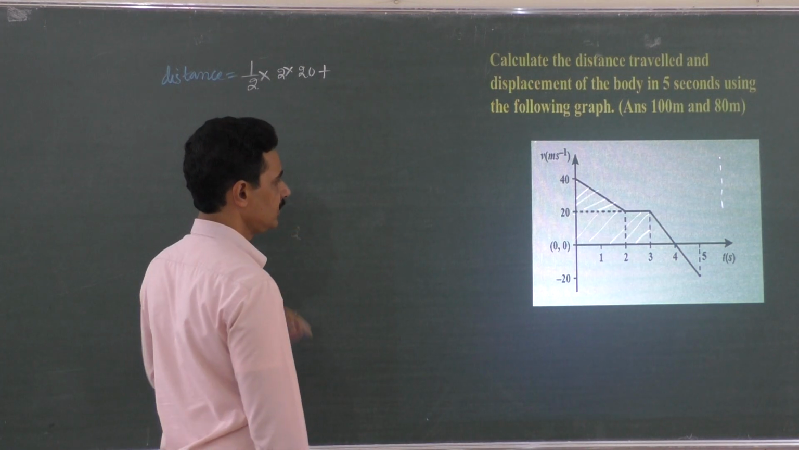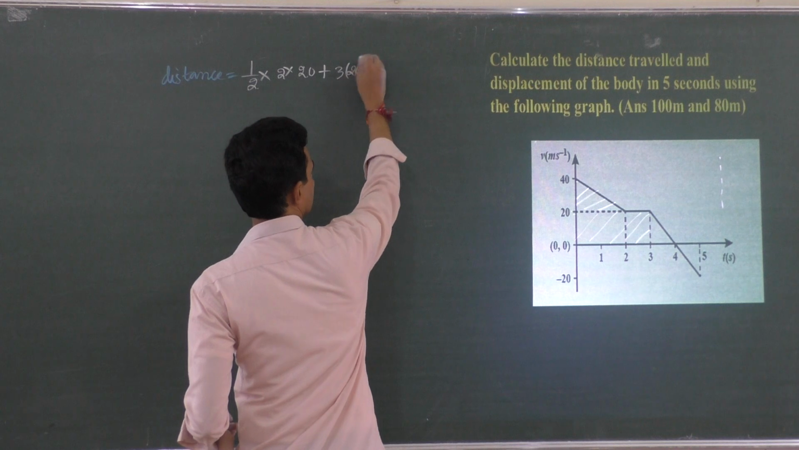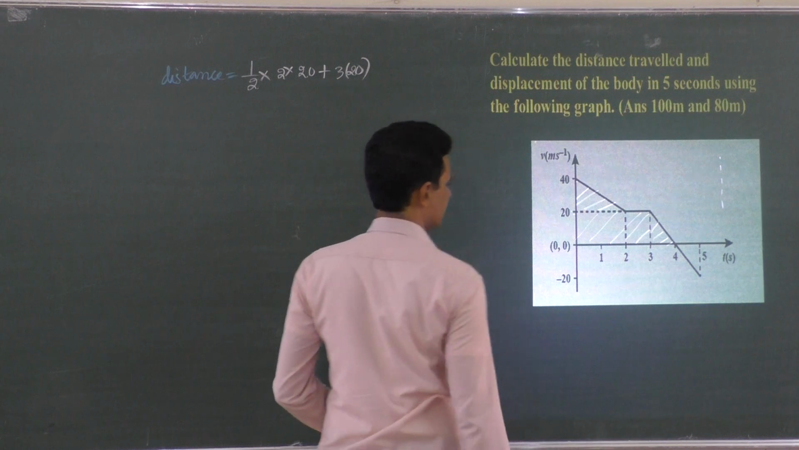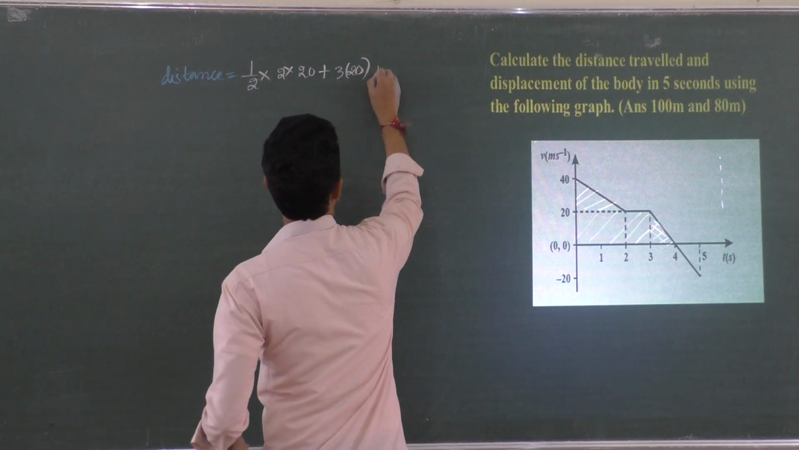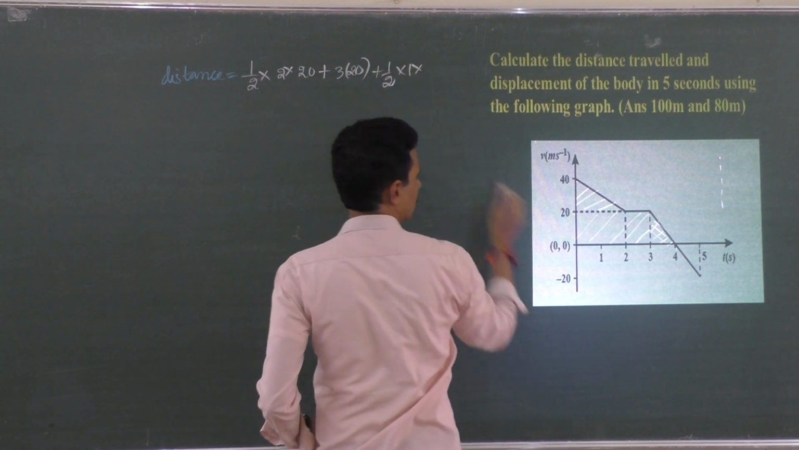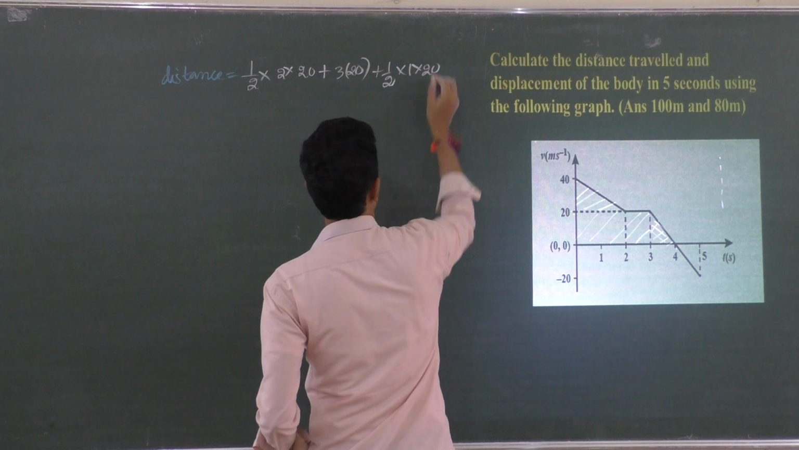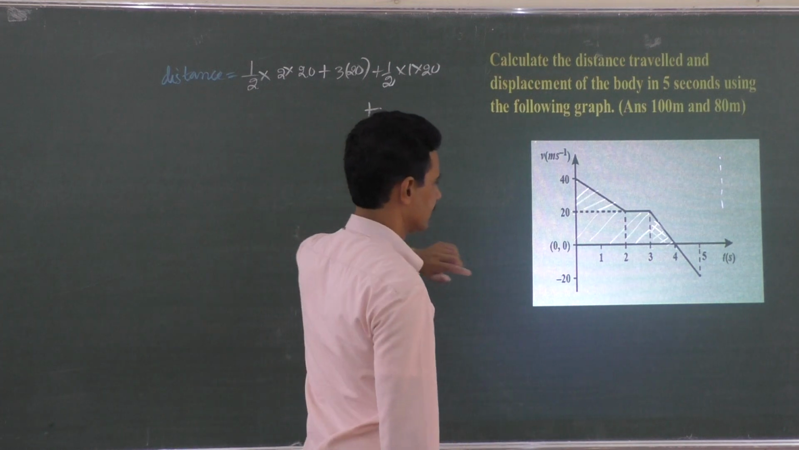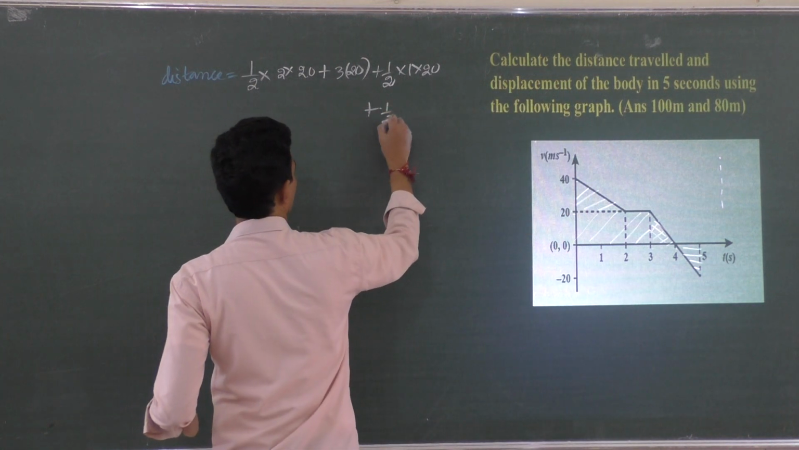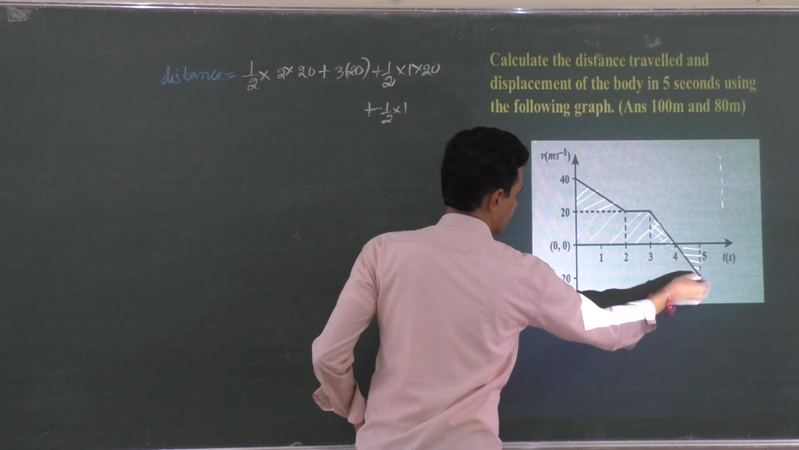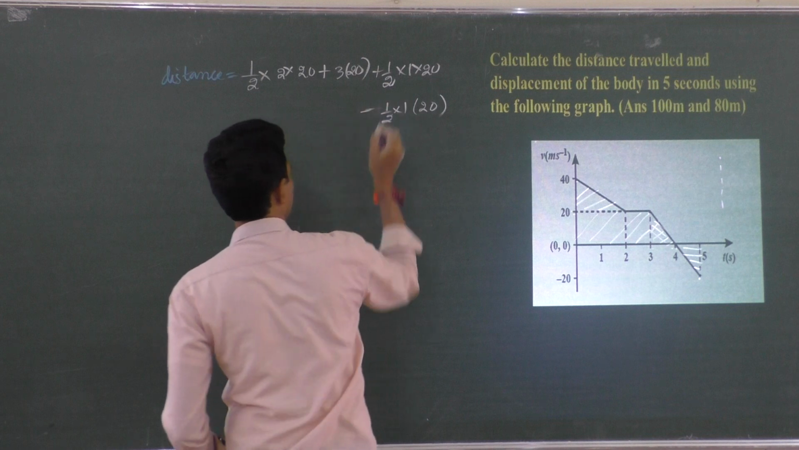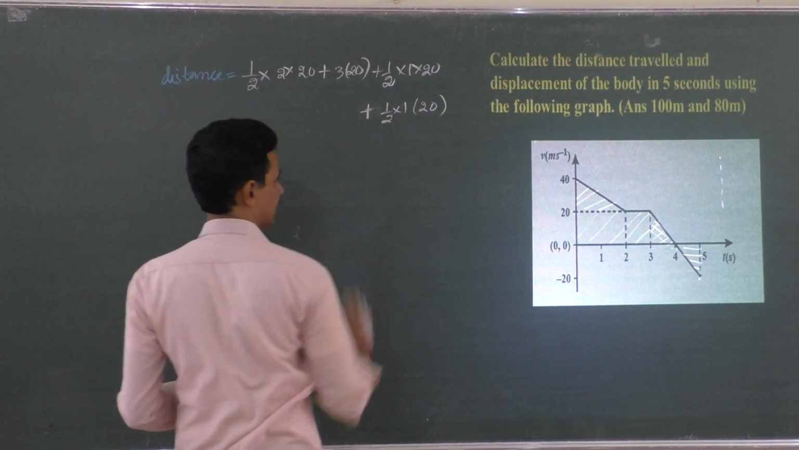I take the full rectangle up to here, so it finishes in one go. Length into breadth, 3 into 20, am I right? 3 into 20, 3 into 20. Then the area of this triangle, that triangle is half base 1 into height 20. Here plus, because I am writing distance. What is the area of this? Half base, again 1 second, height 20. Of course, it is minus 20, so minus. Sorry, plus. We are finding distance, so plus.